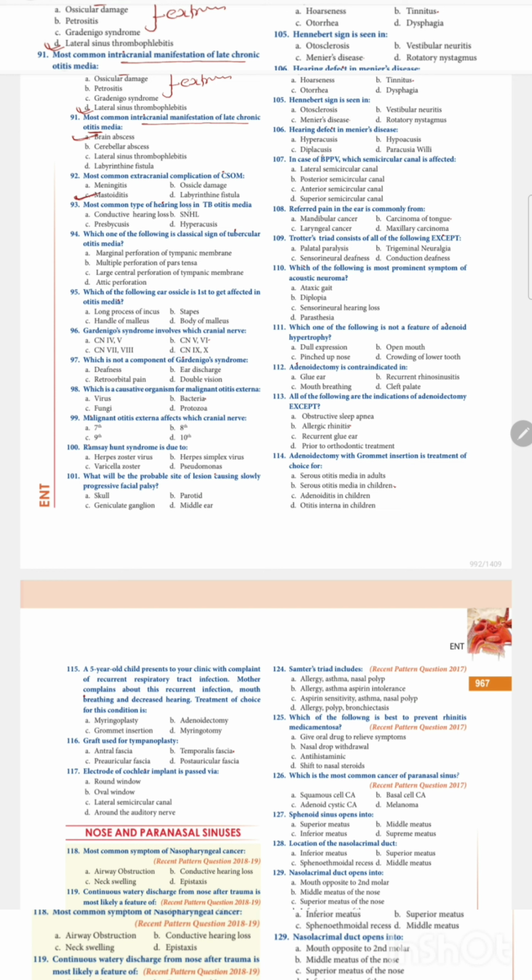Most common type of hearing loss in TB otitis media is the... TB otitis media is an infection of the external ear or middle ear? Middle ear. So in external or middle ear disease, hearing loss is conductive, and sensory is inner ear hearing loss. Which of the following is the classical sign of tubercular otitis media? Multiple perforations of pars tensa is the classical sign of tubercular otitis media.